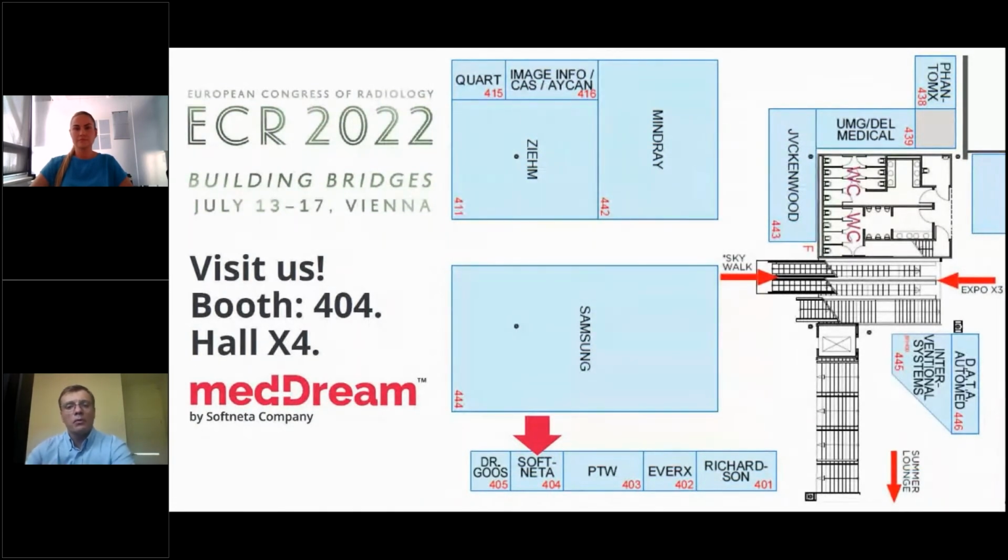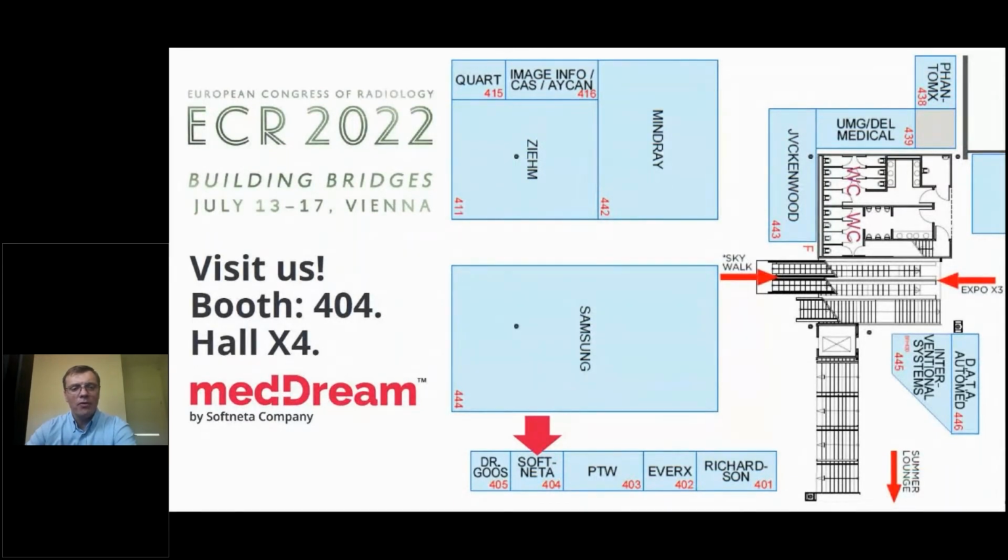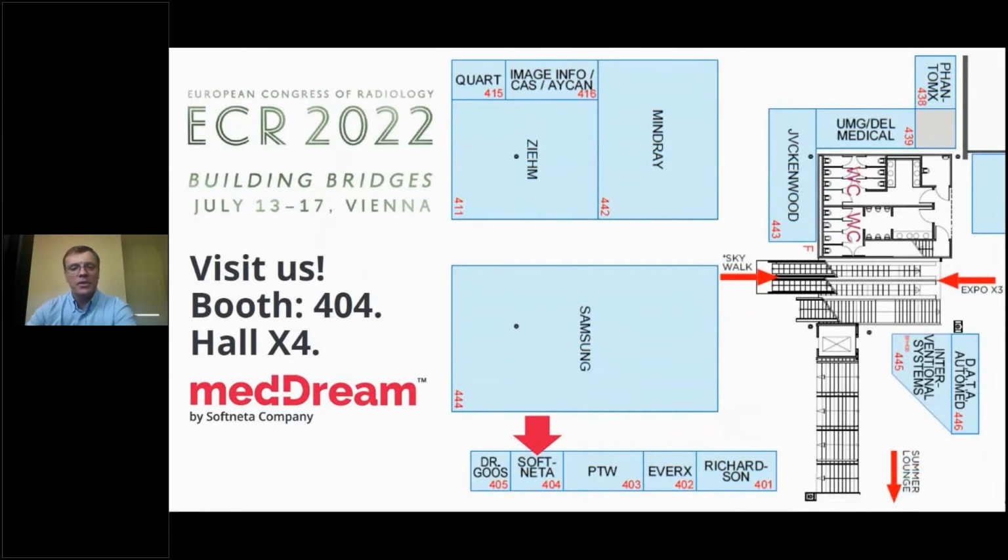So the ECR is coming this year, in summer, so it will be quite hot in Austria. I hope everyone is preparing for the beer. We will have our booth, and as you can see, this time it will be in a different location. Everyone who has been with us for a long time knows that in Vienna we were always in the same place, but because of COVID we mixed everything, and now we will be in hall 4.